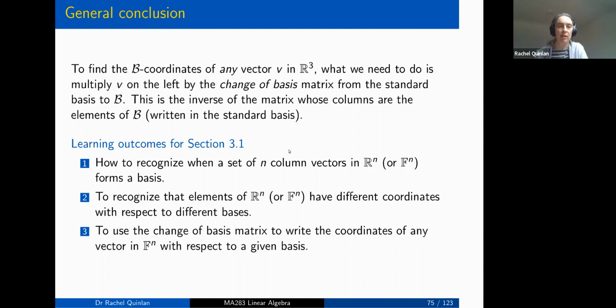A few things that we've looked at recently to just recap on: how to recognize when a set of n column vectors in Rn or Fn for any field forms a basis. When you get an invertible matrix by writing them into the n columns of a matrix is the answer to that. I suppose the other thing is to recognize that elements of Rn or Fn in general, once we have a basis in mind for our vector space, immediately become classifiable by coordinates, and that they have different coordinates with respect to different bases. And the third item is to use the change of basis matrix to write the coordinates of any vector in Rn or Fn with respect to a given basis when it's given to you with respect to the standard basis. Okay.